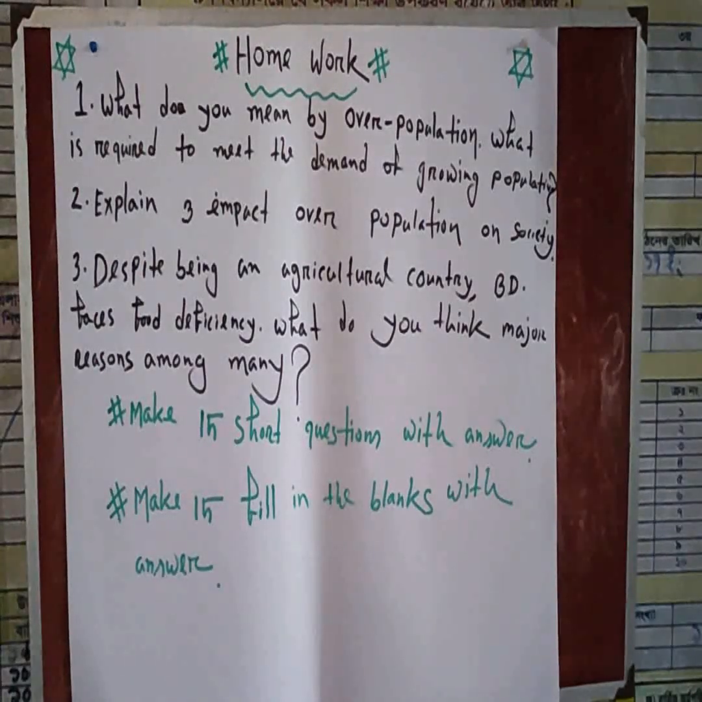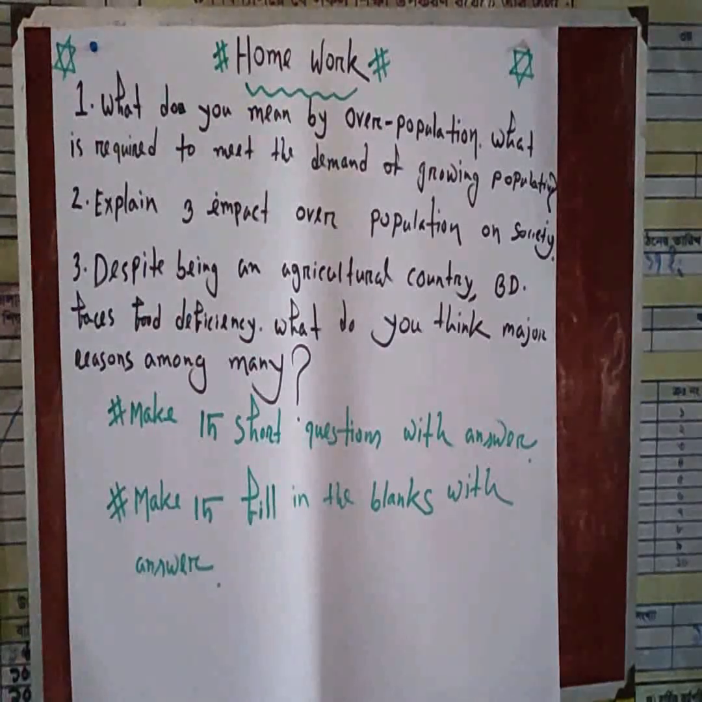And now, this homework session, and these questions are homework for the next class. And the first question is, what do you mean by overpopulation? And what is the secret to meet the demand of growing population? Well, this question is very important. And the second question is, explain three impacts of overpopulation on society. And the third question is, despite being an agricultural country, Bangladesh faces food scarcity, food deficiency. So what do you think are the major reasons among many?